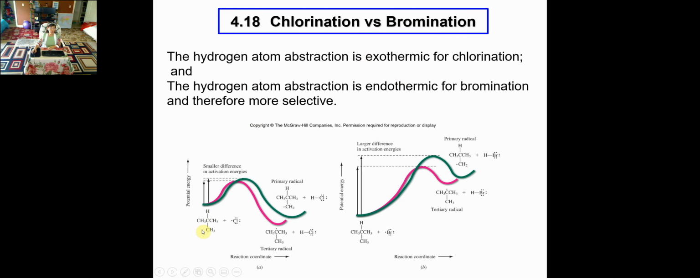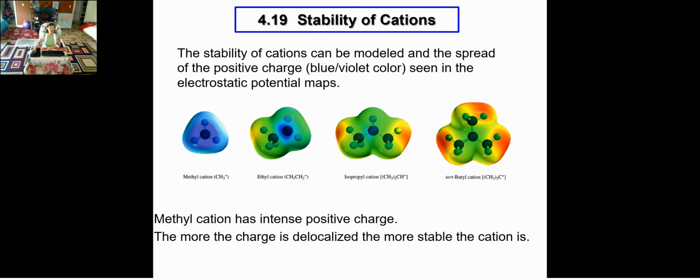Chlorination was found to be an exothermic reaction. So your bromination was found to be endothermic. This endothermic reaction also is more selective. A very commonly used reaction to produce halides from your alkane is chlorination.